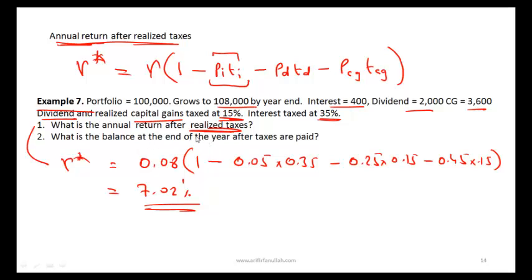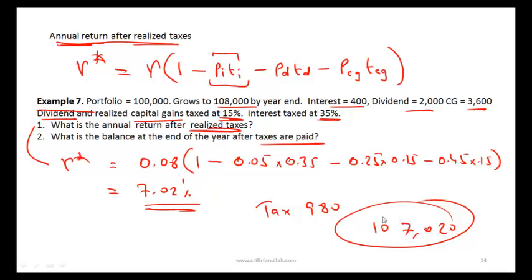What is the balance at the end of the year after taxes are paid? How will we do this? What I want you to do for this is pause this video over here and first try to solve this on your own, and then look at the table that is given, and you will notice that the total tax that is due is 980. And effectively what you have at the end after paying taxes is 107,020. Fairly straightforward calculations, but you must go through them because these straightforward calculations don't look so straightforward when you get them on your exam.